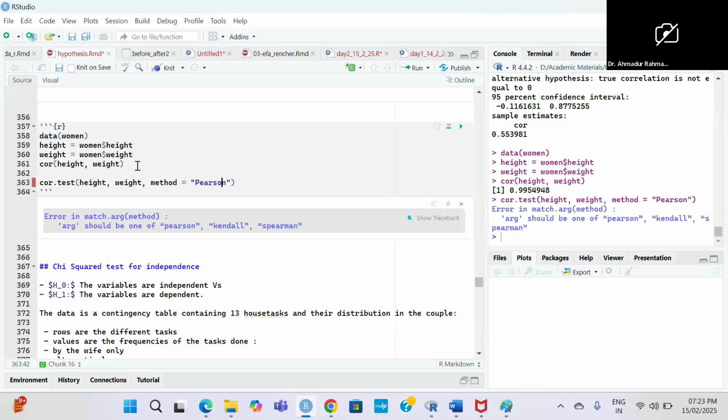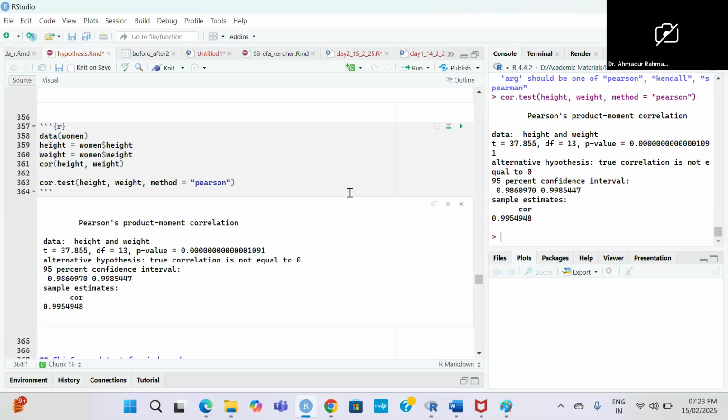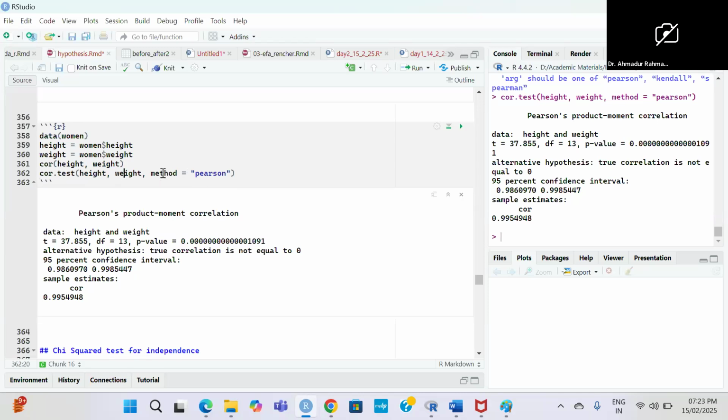Okay, see here I have written Pearson with a capital P, and this is resulting in an error, and it is suggesting that pearson should be with a small p. So we write pearson. Okay, so see the p value, and the p value is very small. So that means this is highly significant. So the correlation between height and weight of women is highly significant. Clear?